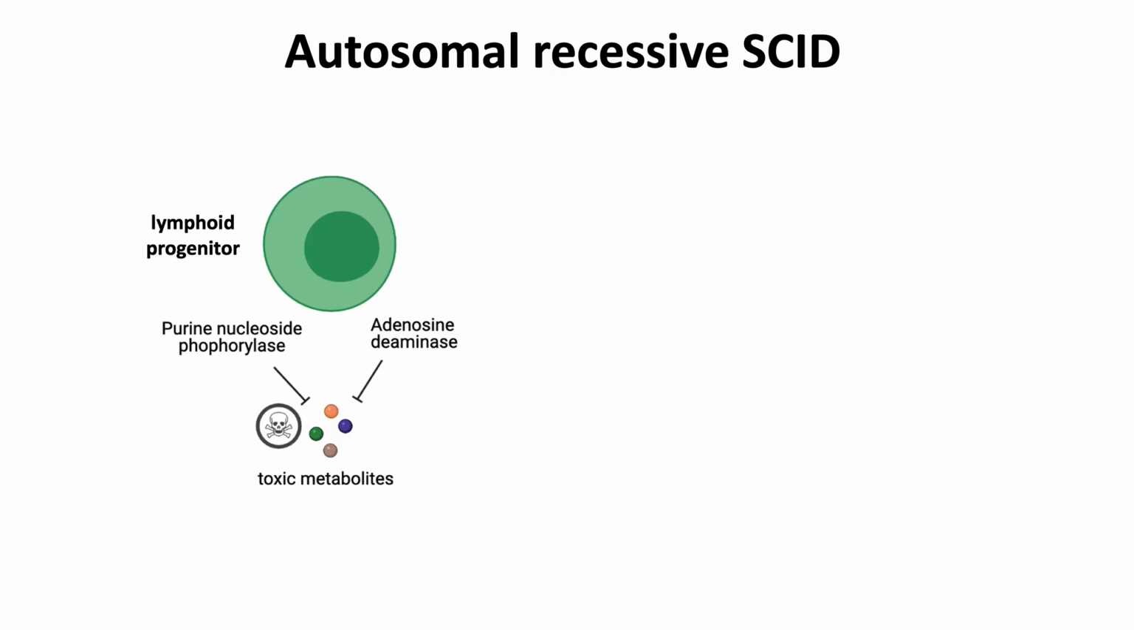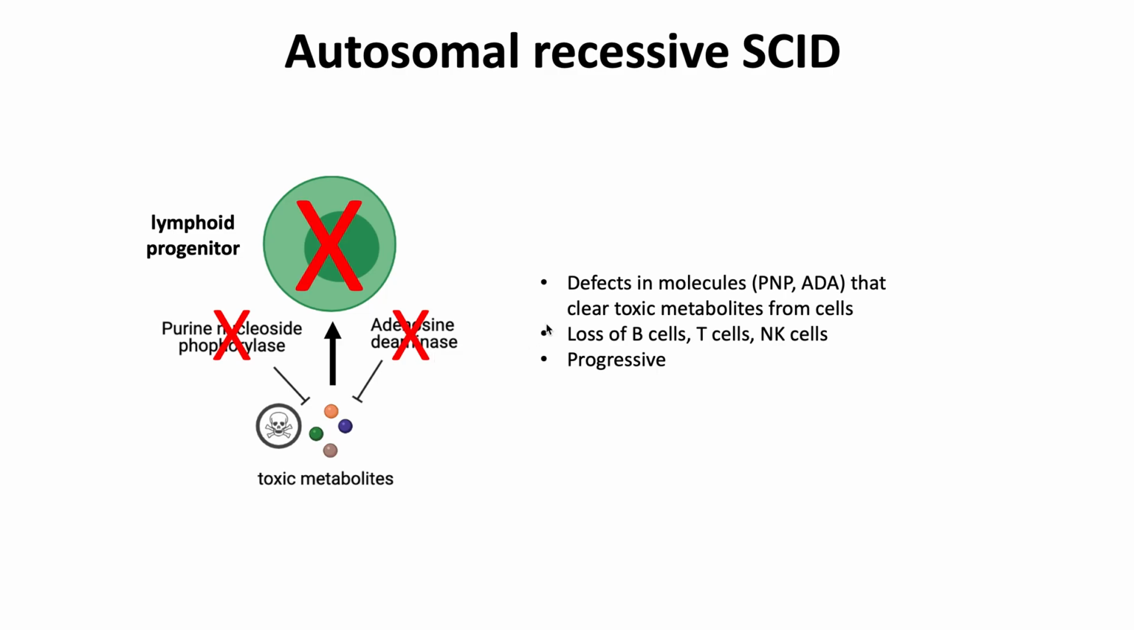There are autosomal recessive versions of SCID. I'm only going to talk about one of them, and that is SCID that results from a loss of one of these 2 enzymes, either purine nucleoside phosphorylase, PNP, or adenosine deaminase, ADA. These are enzymes that are important in clearing toxic metabolites from cells. In the absence of PNP and ADA, these toxic metabolites cannot be cleared. Because developing lymphocytes are among the most proliferative cells in the body, this particularly affects those cell types, including B cells, T cells, and natural killer cells. This leads to a progressive loss of adaptive immune function.